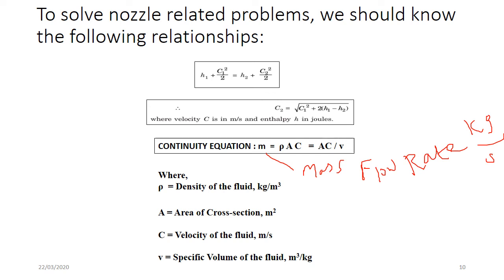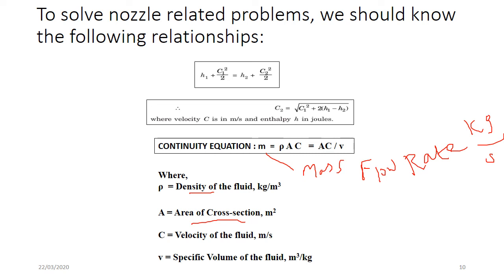So what is the formula? Rho A C. Rho means density of the fluid. A means area of the nozzle cross section. C is velocity. So I can write M is rho AC. In other words, rho AC, I can write as AC by v, small v also. You can ask why: because rho is equal to 1 by v, where v is the specific volume. What is specific volume? Volume per unit mass.